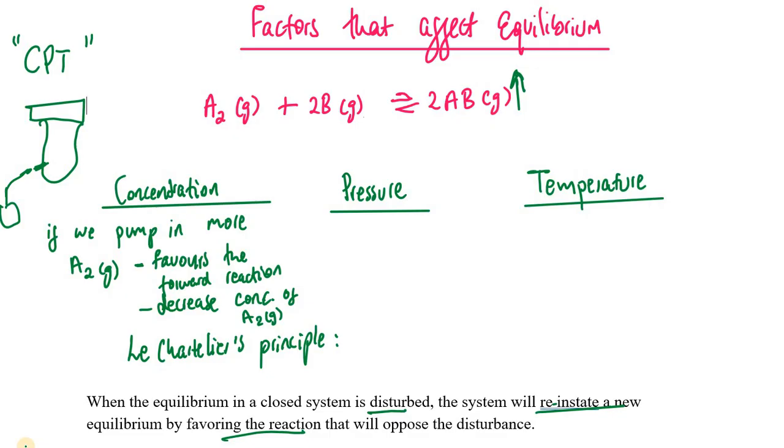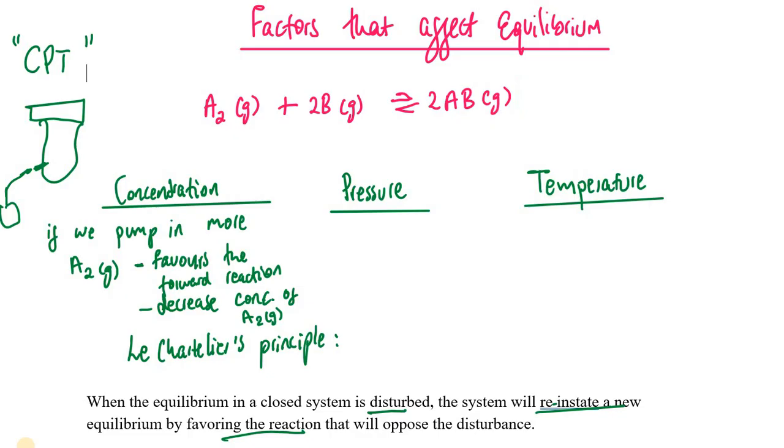And which reaction is that? It's going to be the reverse, right? It's gonna be the reverse, because the reverse uses up AB to form A2 and B, because it's actually decomposition. It is a reaction which splits AB into A2 and B. So that's how the system will respond.